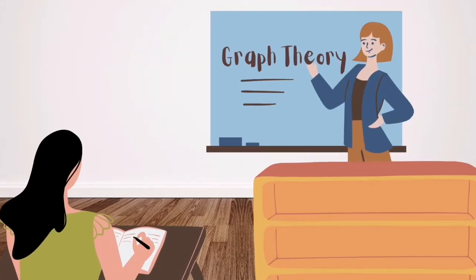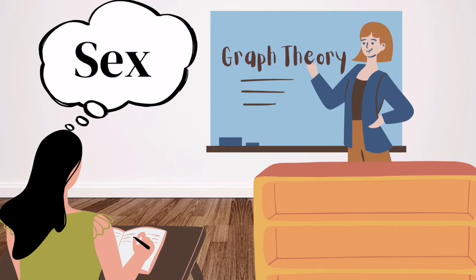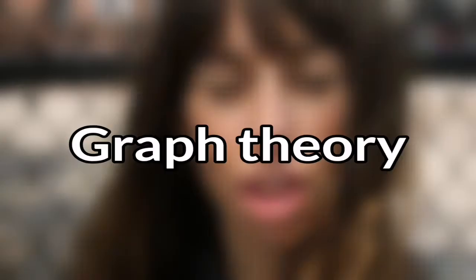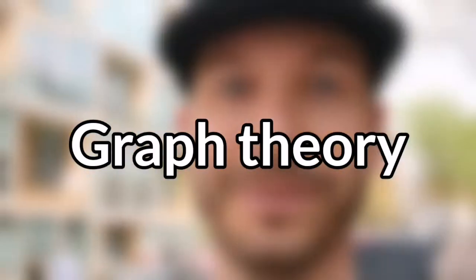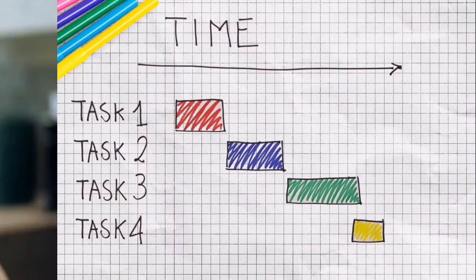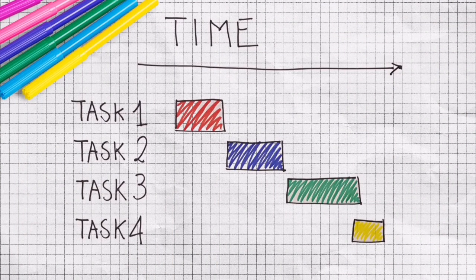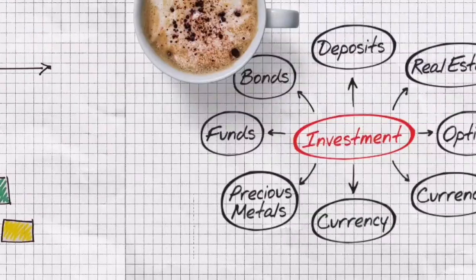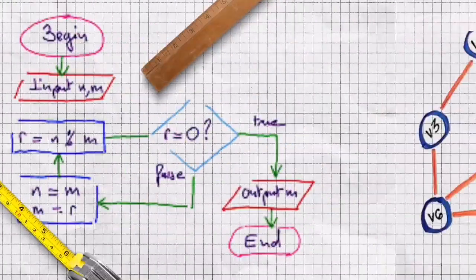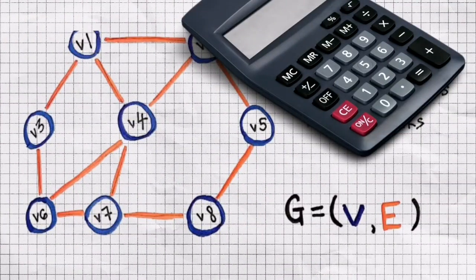What we normally don't think about when we hear graph theory is sex. In fact, we are going to use graph theory to address a decades-long debate concerning the relative promiscuity of men versus women. Now, graphs come in all sorts of applications: scheduling, optimization, the design and analysis of algorithms.